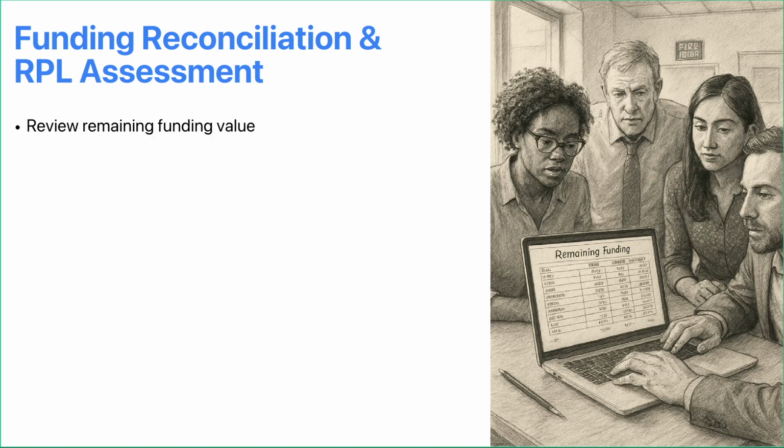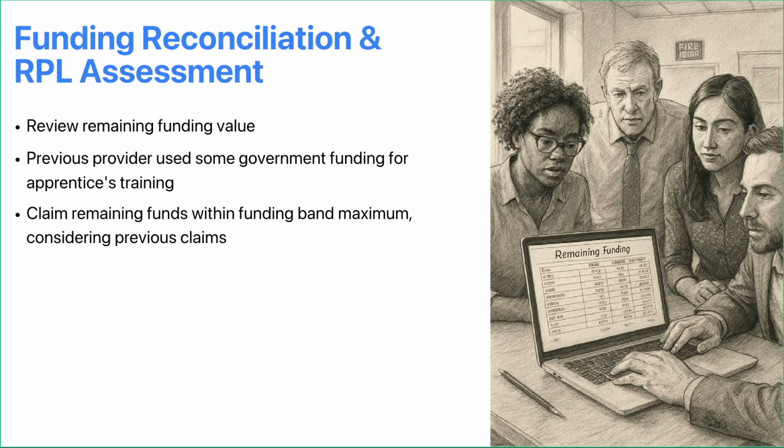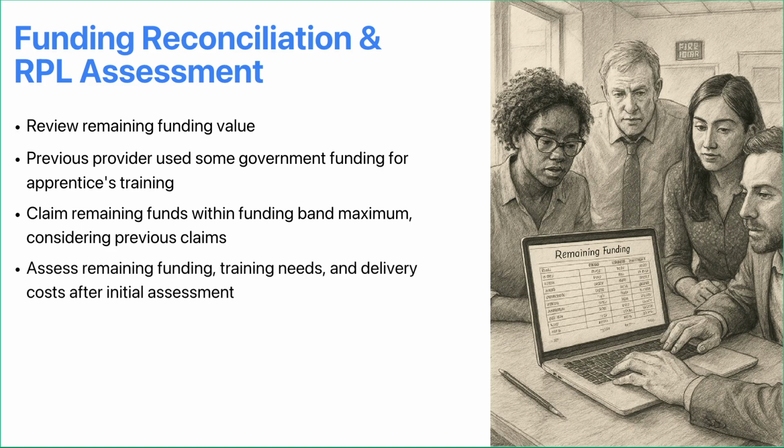Now you need to review the value of funding remaining. The previous training provider will have already used up some of the government funding available for the apprentice's training. You can only claim the remaining funds within the funding band maximum from the DfE, accounting for funds already claimed by any previous providers. You'll review how much funding is remaining, how much more training the apprentice needs following their initial assessment and recognition of prior learning review, and how much the training and assessment will cost you to deliver.